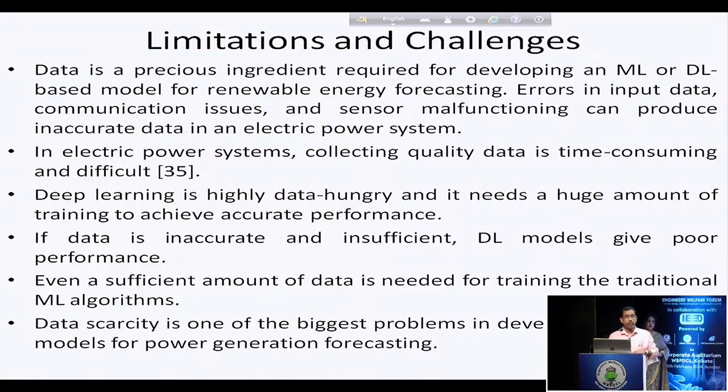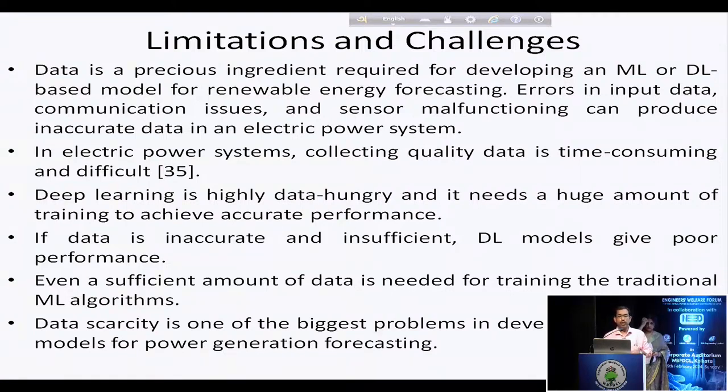So, the second one is data quality. Data quality is very important. I am getting some data without thinking about the quality of the data. The quality of the data should obviously be good. Quality data is very time consuming and difficult to collect, and data must be authentic also.